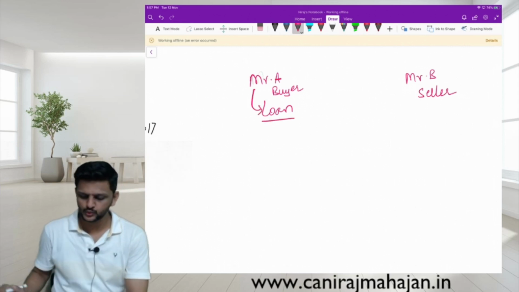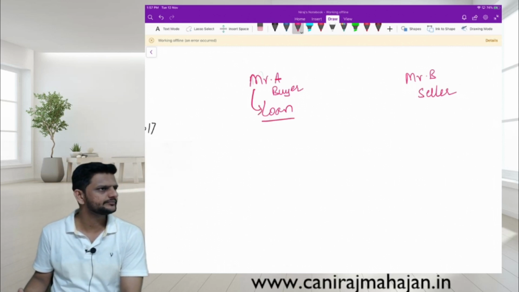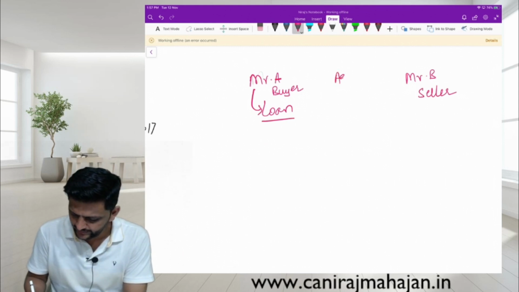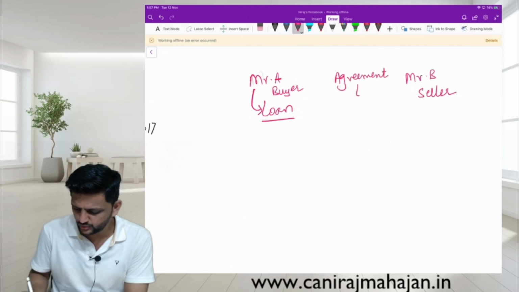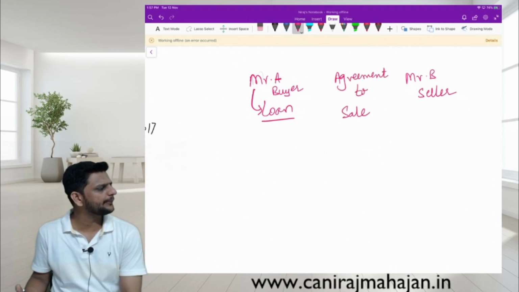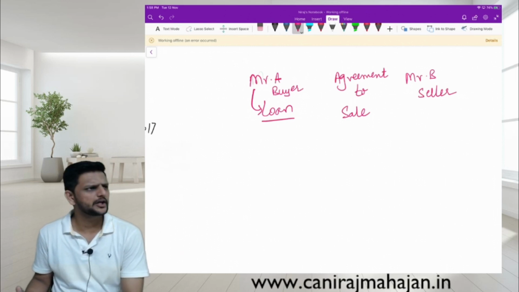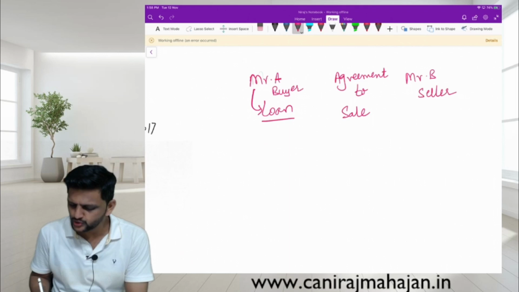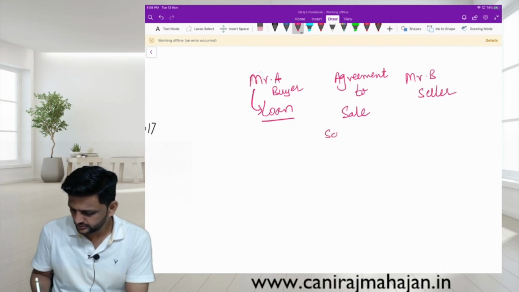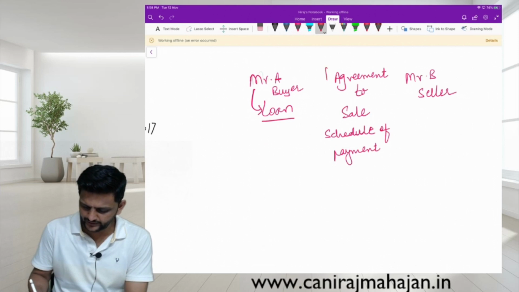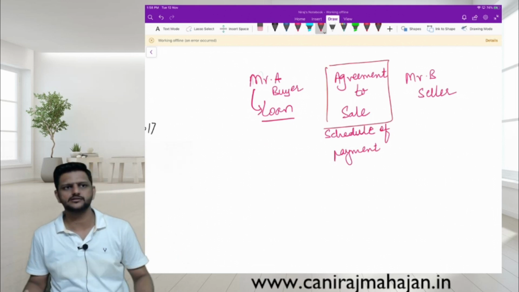Loan is in process. What will Mr. A and B enter into, which agreement? First they will enter into an agreement to sale. What do you think will happen in this agreement to sale? Agreement about the pricing, and importantly also about the schedule of payment. And pay attention, a little bit of general knowledge: in an agreement to sell, you also give a little bit of advance.